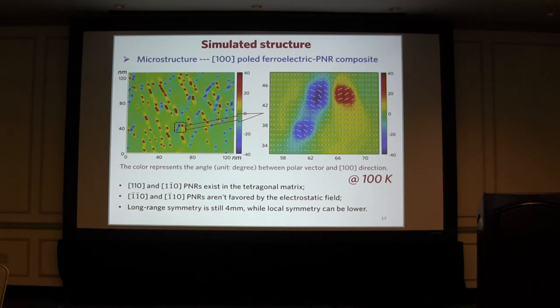So here is the simulated microstructure for a 100-poled ferroelectric polar nanoregion composite. And the color in the figure represents the angle between the polar vector and the 100 direction. We can see that after poling along the 100 direction, only polar nanoregions with the polar direction along 110 and 1-10 exist in the ferroelectric matrix because they are favored by the electrostatic energy. And the average symmetry of the 100-poled ferroelectric in our composite is still 4mm. But if you look at some local regions, the symmetry could be much lower. This is consistent with the experimental data.